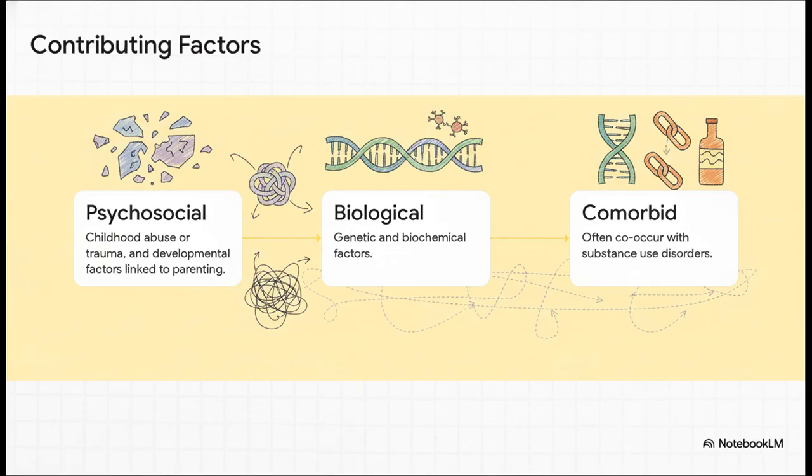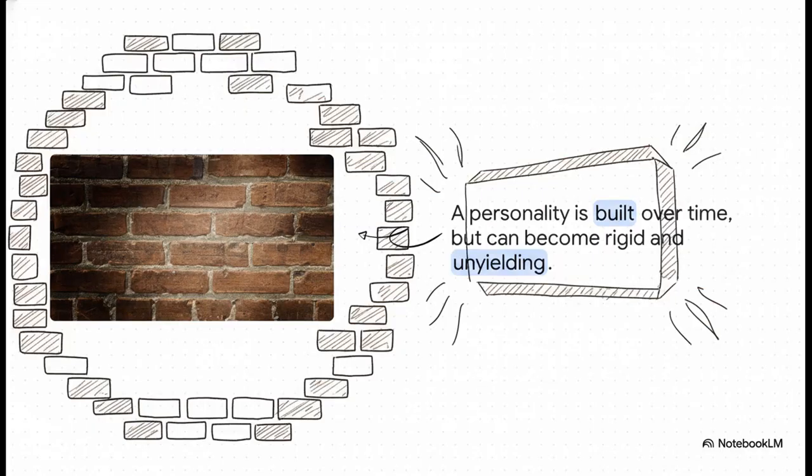It's a tangled web. I think this image is such a perfect way to picture it. Imagine your personality is a structure you build throughout your whole life. For most people, that structure can bend and flex with life's storms. But with a personality disorder, it's like the structure has become totally rigid. So when the pressure hits, it doesn't bend, it cracks.